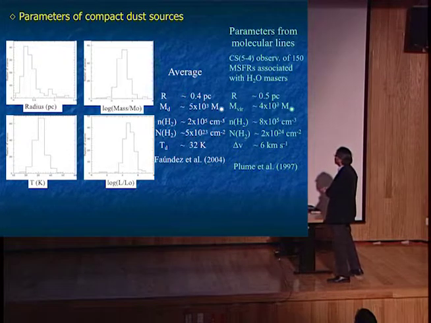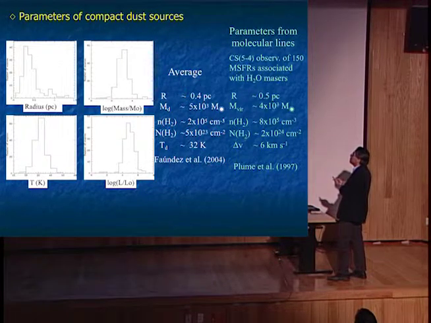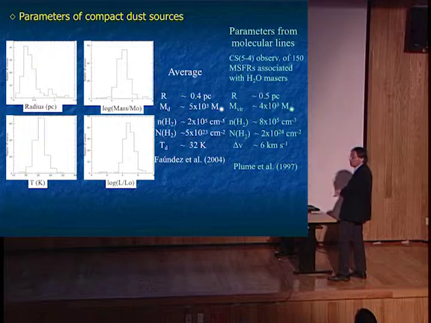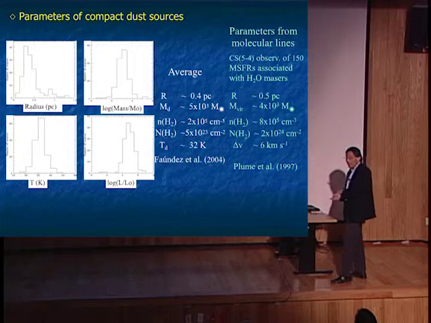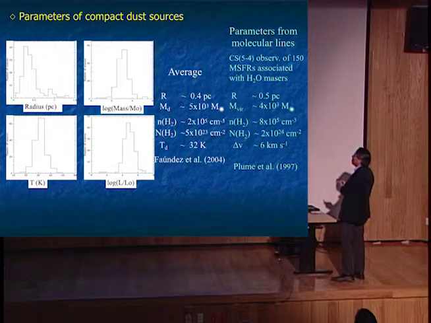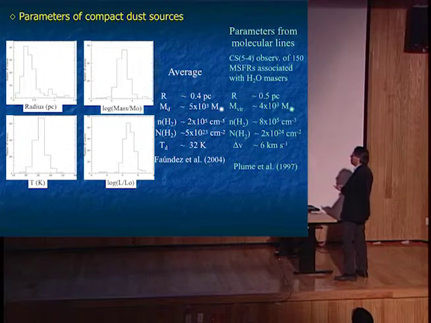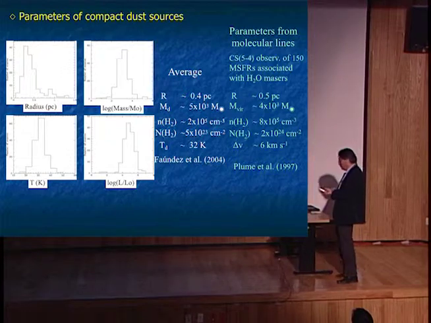As an example, I also showed the parameters that were derived from molecular line observations, in this case from a sample of 150 massive star forming regions associated with water masers, observing the CS 5-4 line, a very high density tracer, and they found very similar parameters, a size of 0.5 parsec, etc. Very similar to those derived from the dust continuum. What's important here is that they also have the line width, and the line widths are quite large, 6 kilometers per second. This is the work by Plume et al.